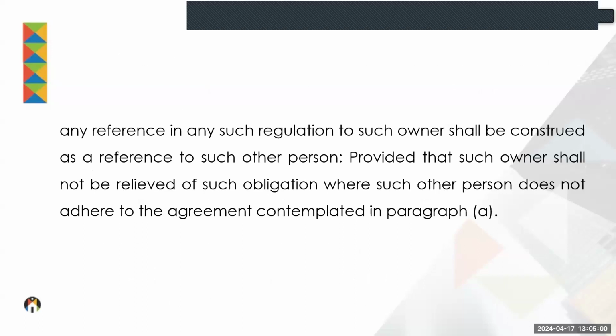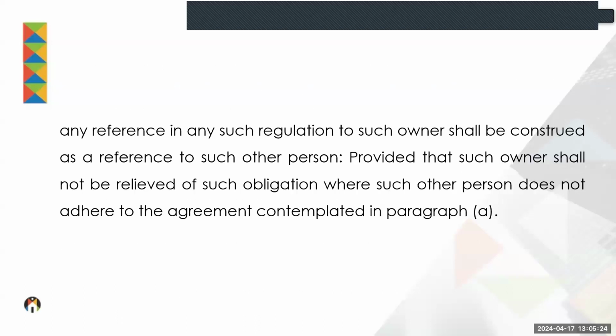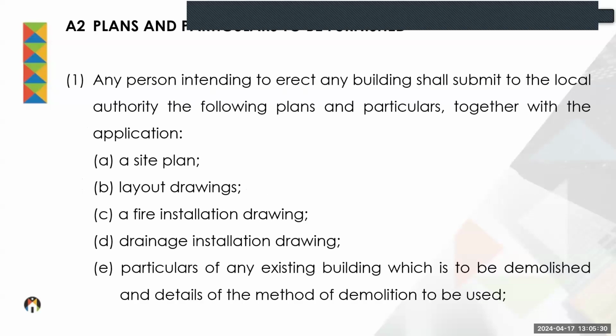So let's say you're the owner of a mall and you're going to have tenants in there, and there's an agreement that the tenant will then basically comply, then there's a lawful agreement that will accept the same obligations. It is still the owner of the building that is going to take the ultimate responsibility if something goes wrong.